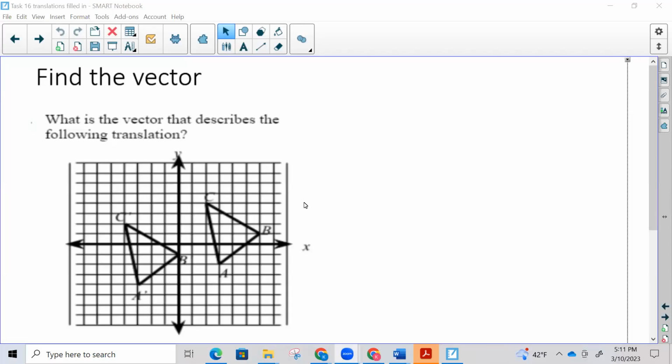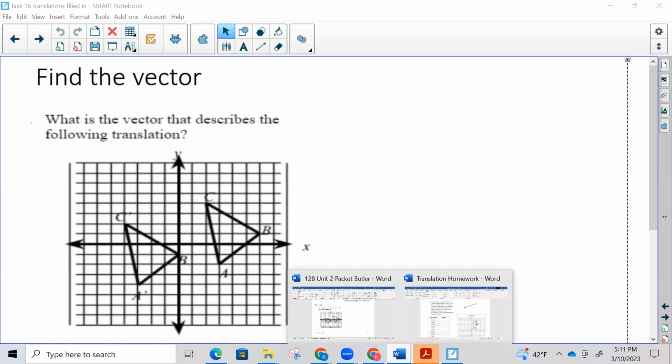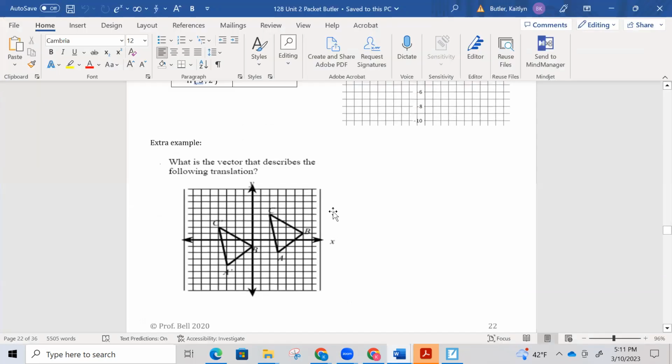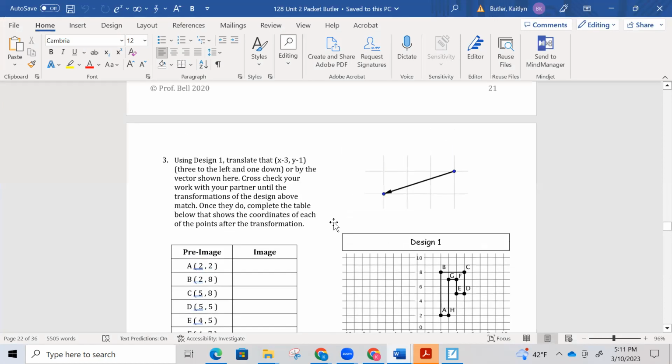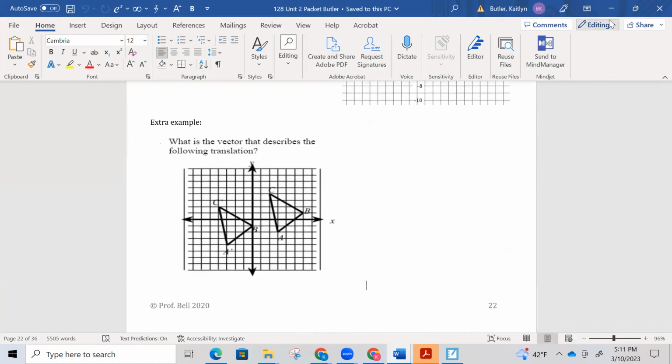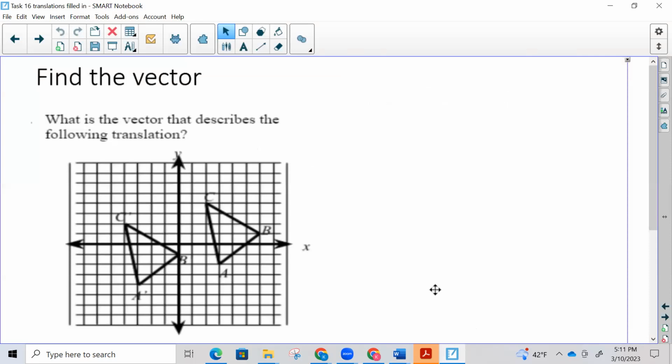So from task 16 on translations, I'm going to do this problem where it says find the vector. I think it says added problem on the packet or extra example, and it's right under question 3. So we're going to do that problem in this video.